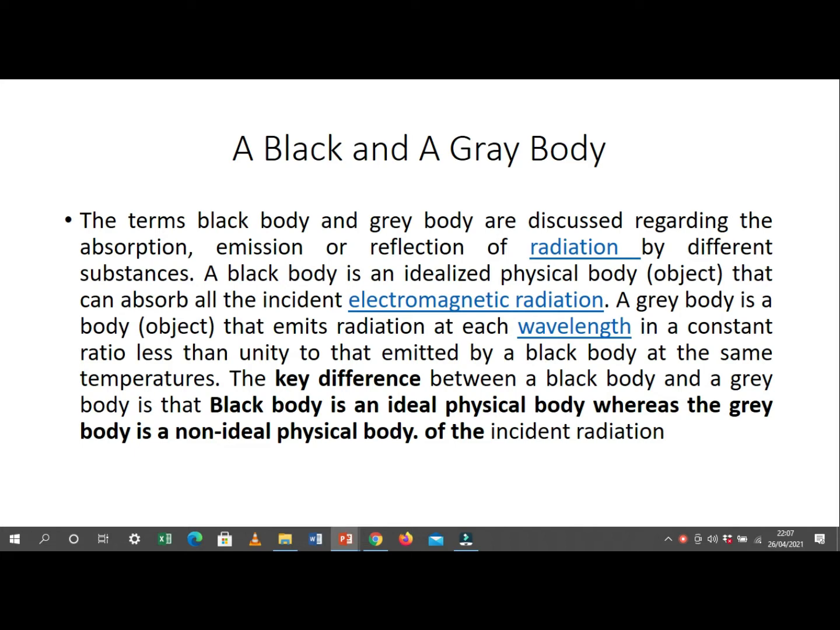It means that when we compare a black body with a gray body, a black body will absorb all the radiation coming at a particular wavelength, while a gray body can absorb certain radiation while it can emit only a part of that radiation. So the key difference between the black body and a gray body is that the black body is an idealized physical body, whereas the gray body is a non-ideal physical body with respect to the incident radiation.